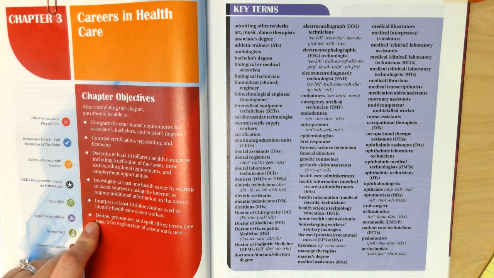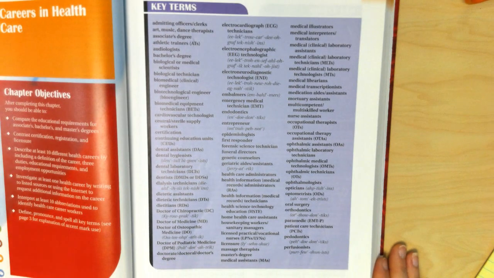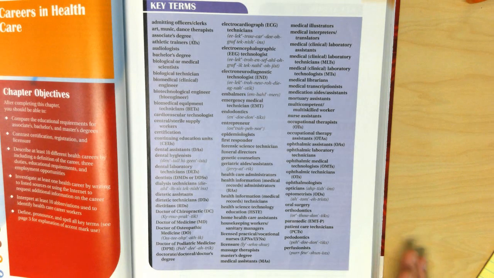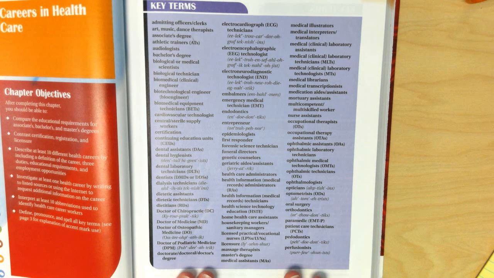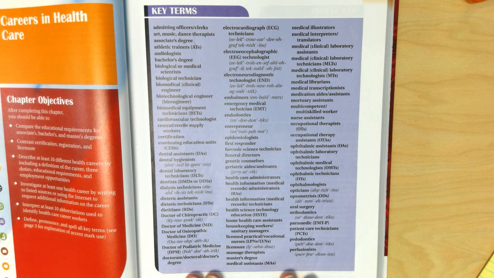And then the last objective is define, pronounce, and spell all key terms, which brings us to the key terms section of our book. The key terms should be all the content-specific terminology that you need to know for this chapter. There's going to be other words throughout the text that you're not going to know, and when you do your reading notes, you should look those up and write down the meaning. Because when you go to read your reading notes, you need to be able to read and understand what you've written.